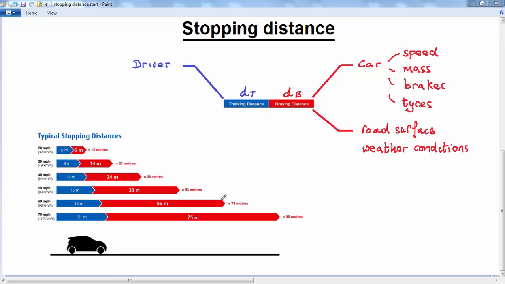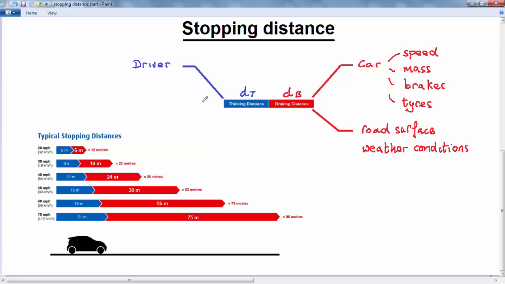In this lesson we're going to continue to look at the stopping distance. In the last lesson we learnt that the stopping distance is the sum of the thinking distance plus the braking distance. We had a close look at the braking distance and what factors affected it. In this lesson we're going to look at what factors affect the thinking distance.